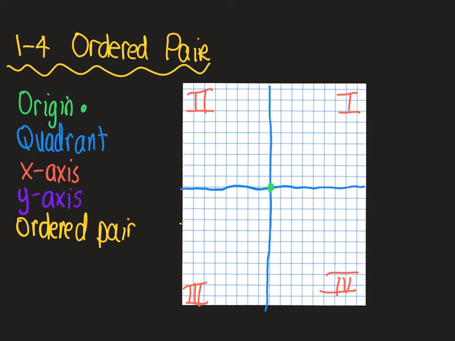All right, our next vocabulary word is the x-axis. The x-axis is the blue line that's going sideways. This blue line is called the x-axis. So make a prediction. What do you think this blue line is called? It is called the y-axis. The y-axis.